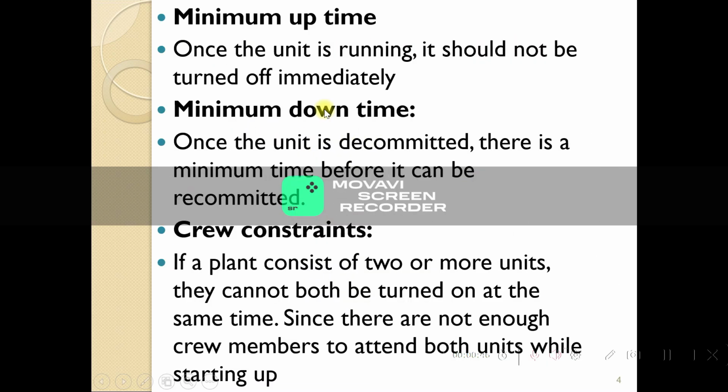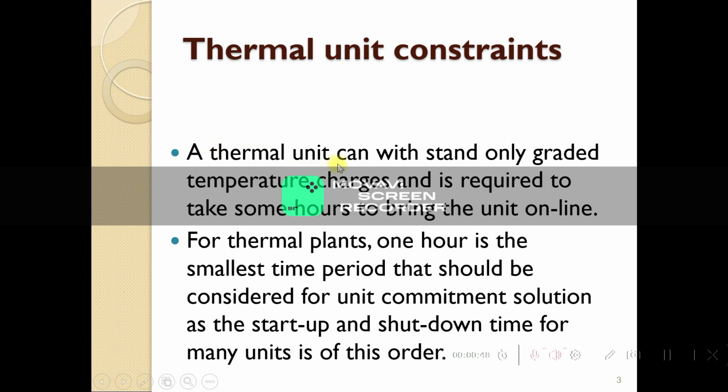First one, thermal constraints. A thermal unit can withstand only graded temperature changes and is required to take some power to bring the unit online. In a thermal plant, 1 hour is the smallest time period that should be considered for the unit commitment solution. Startup and shutdown time for many units is of this order.